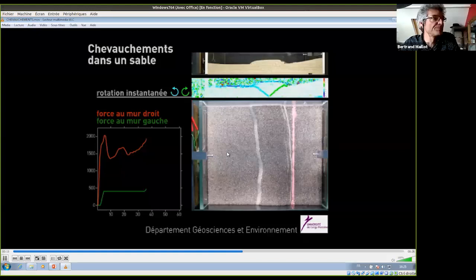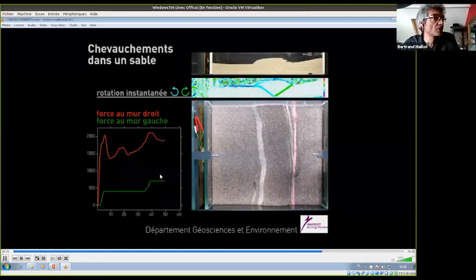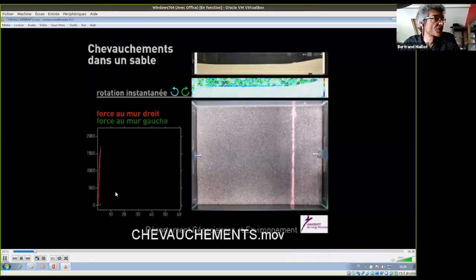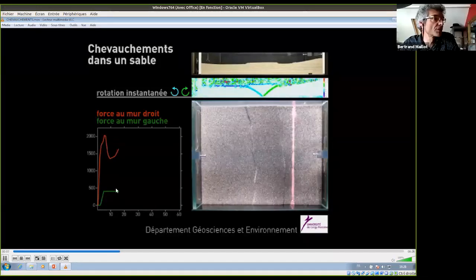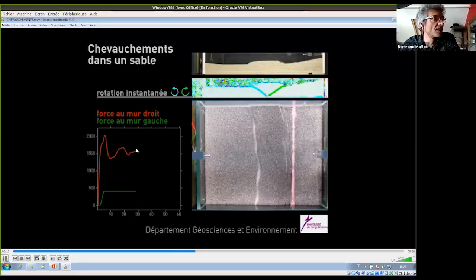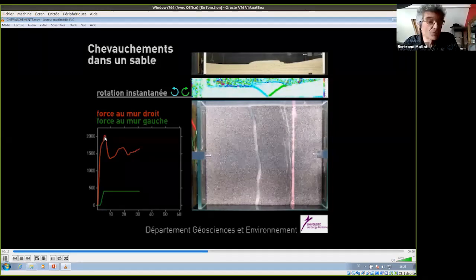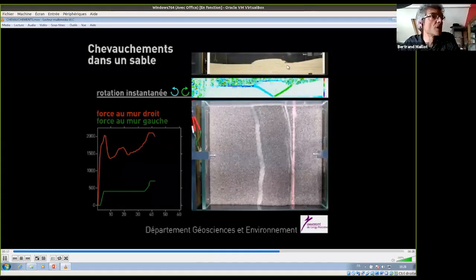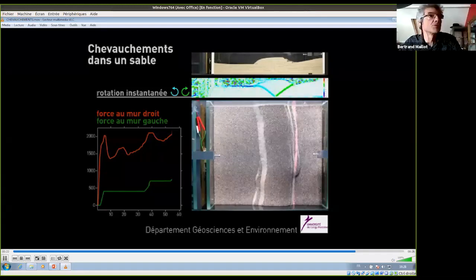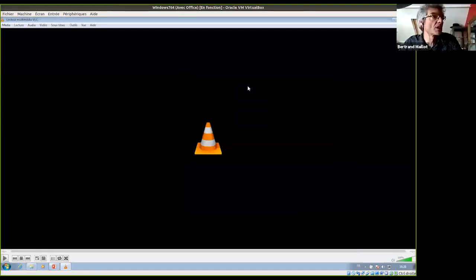And here we have measurement of the force on the right-hand wall, the red force here, and on the left-hand wall, the green force here. If the box was long enough, this should always be zero. So this is an effect due to the size of the box. And these drops here are, like you saw in the previous simulation using SlamTech, the drops in the force due to the weakening of the sand as we develop a shear belt. The grains get more space and they roll against each other, and they produce a weakening of the sand.